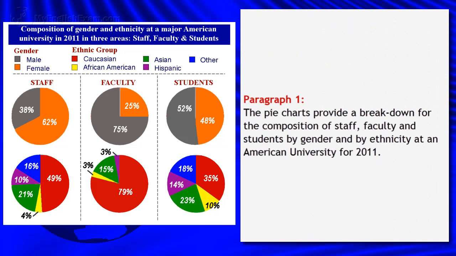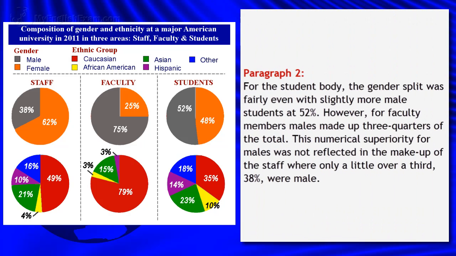The pie charts provide a breakdown of the composition of staff, faculty and students by gender and by ethnicity at an American university for 2011. For the student body, the gender split was fairly even, with slightly more male students at 52%. However, for faculty members, males made up 3/4 of the total. This numerical superiority for males was not reflected in the makeup of the staff, where only a little over a third, 38%, were male.